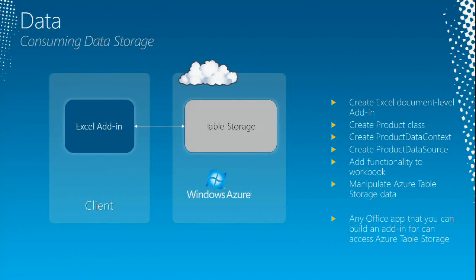I'm going to create the Excel document-level add-in, create a product class, and create some context and helper classes that we're going to use. Then I'll add functionality to the workbook, basically to help me bring that data from the Windows Azure table storage into the context of Excel. Okay? You guys still excited? You still awake? All right, so let's go ahead and do that.